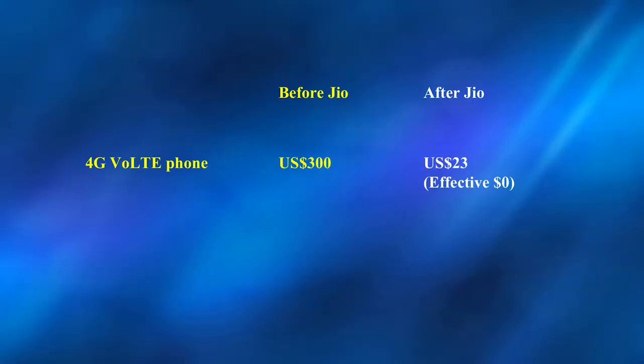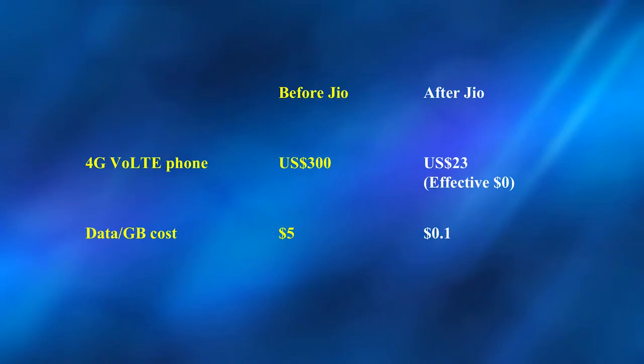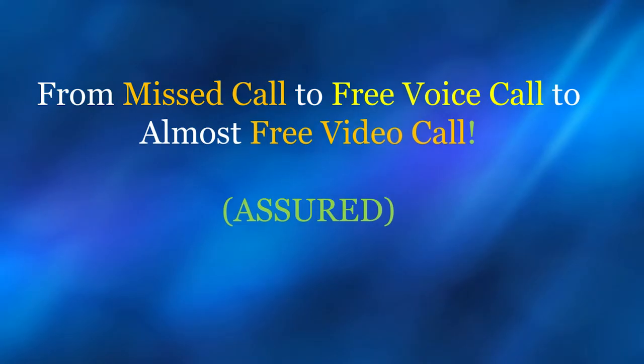Before Jio, after Jio, 4G from Vodafone at $300 is now available for $23. In fact, effectively it is zero, because you give 1,500 rupees and you take it back later. That's the business model innovation. I'll talk about that a little later. So this is not 10% less, not from 300 to 290, but 23. Look at the data cost per GB, not $5, but $0.1. And voice, of course, not $1.6, but $0, because the business model is such that voice is given free. That is a dramatic change.